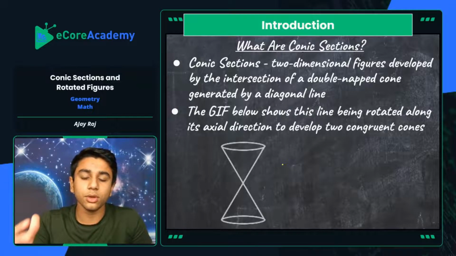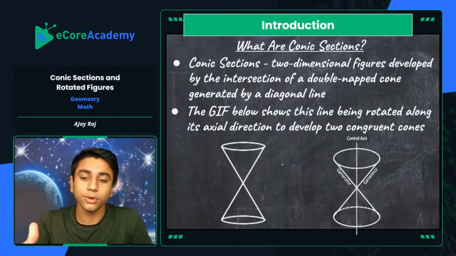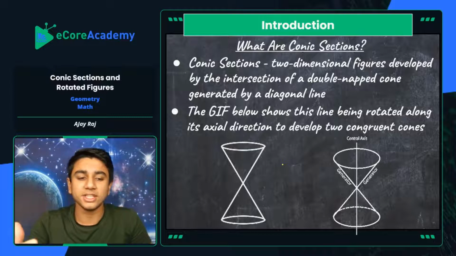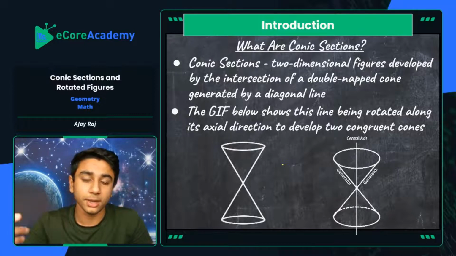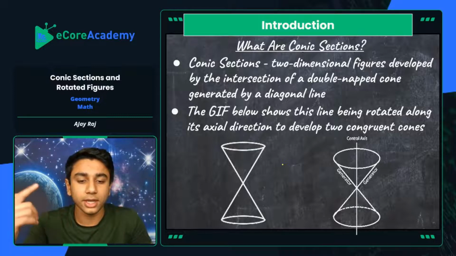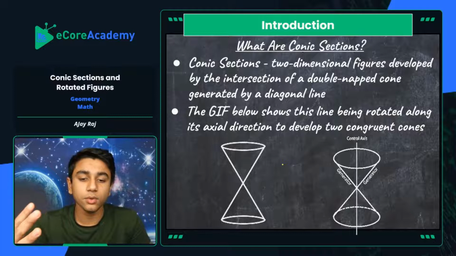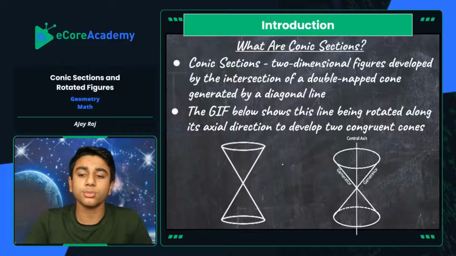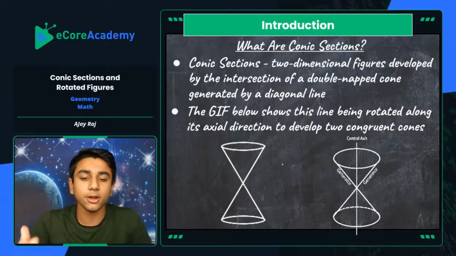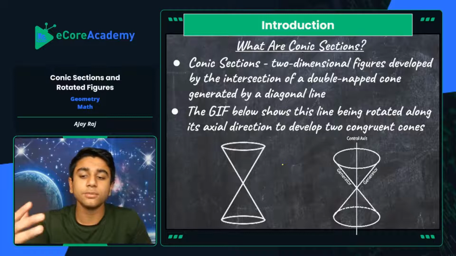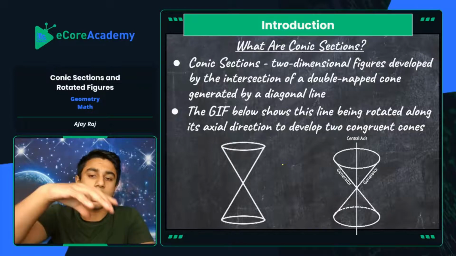So the two GIFs below were supposed to be GIFs. They did not turn out as GIFs. I apologize, but I will show you a GIF in my next video. I'll try and implement that. I had to do something different with our template, but I will adjust that. So I'll show you the GIF of exactly how it creates this cone. But these pictures below show a line that's being rotated along an axial direction to develop two congruent cones that are placed on top of each other.